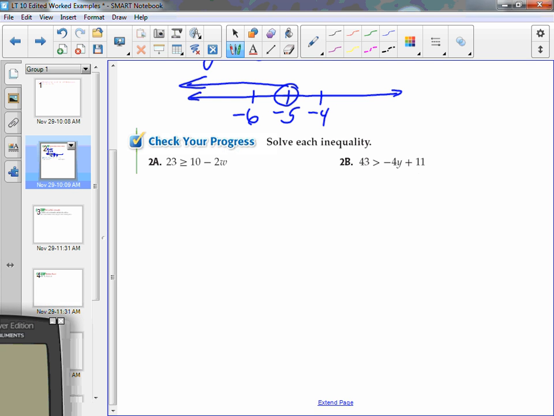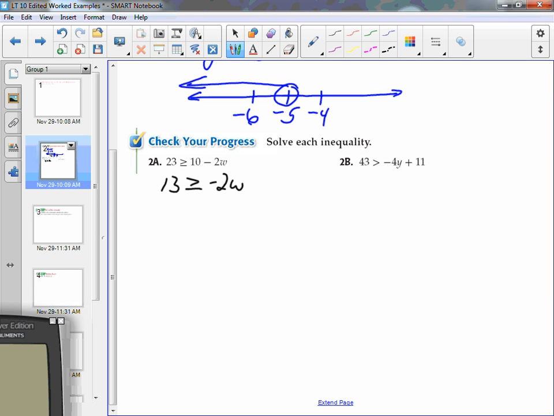2a. We have 23 is greater than or equal to 10 minus 2w. If this was an equation, there's no simplifying to do on either side. We would start off by subtracting 10 from both sides. So let's do that. 23 minus 10 is 13. Leave that as a greater than or equal to. And then 10 minus 10 is 0.